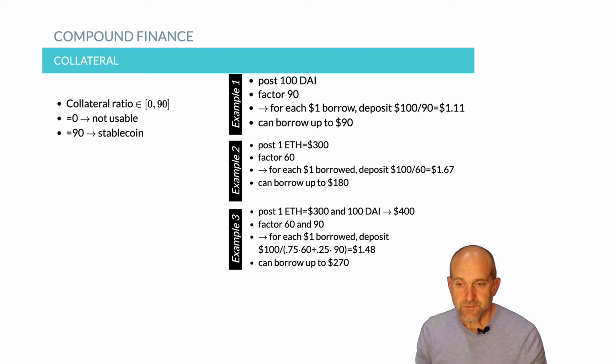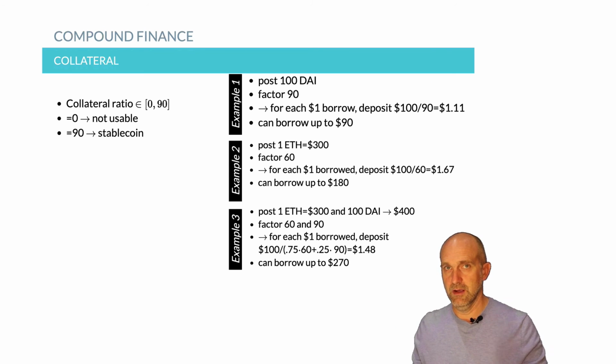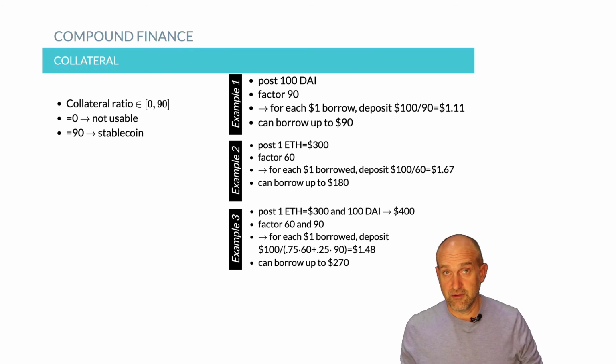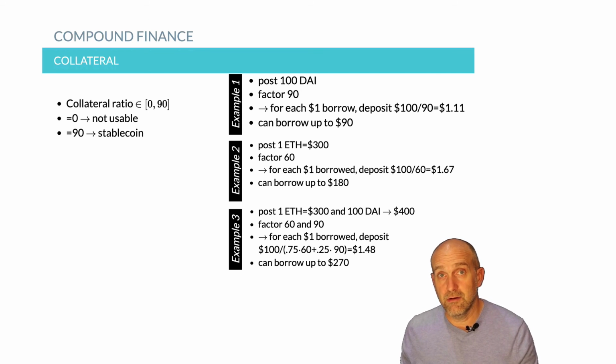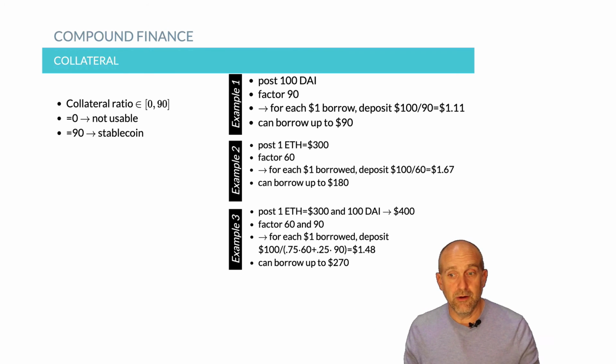Okay. And then finally, let's say you post 1 ETH and 100 DAI, right? So that's $400 worth. So how much can you take out as a loan then? Well, it's just the weighted average of the two collateralized loans, right? So you can take out $180, so 60% of the $300 ETH, and 90% of the $100 DAI. So the total that you can borrow is then $270. So that's basically how these collateral ratios work. It's entirely straightforward and entirely transparent. And that basically allows these loans being made on the blockchain.